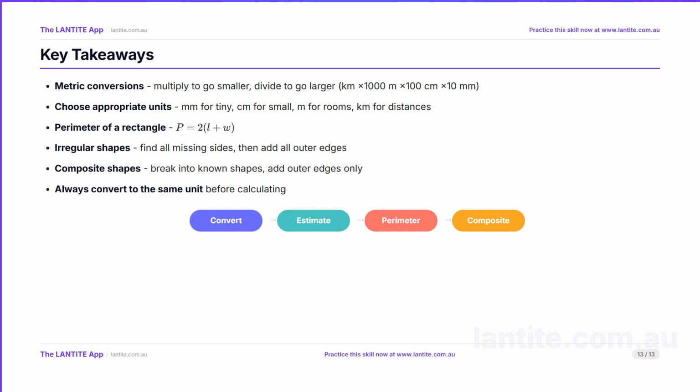Let's recap. For metric conversions, multiply to go to a smaller unit and divide to go to a larger unit. Choose appropriate units based on what you are measuring. The perimeter of a rectangle is 2 times length plus width. For irregular shapes, find all missing sides and add all outer edges. For composite shapes, break them into known shapes and add only the outer edges. And always make sure everything is in the same unit before you start calculating. These skills are essential for the measurement and geometry section of the LANTITE.